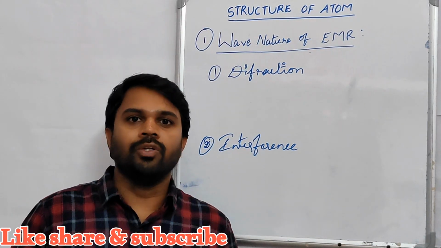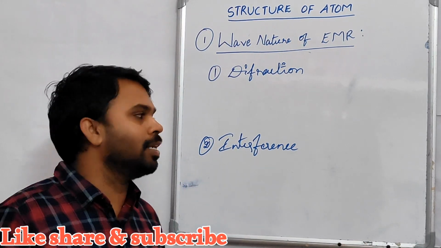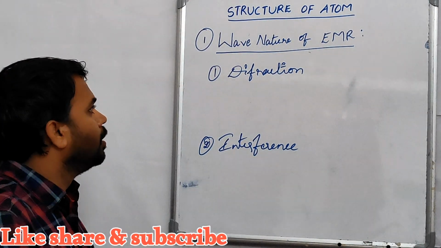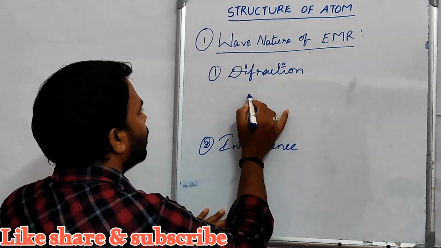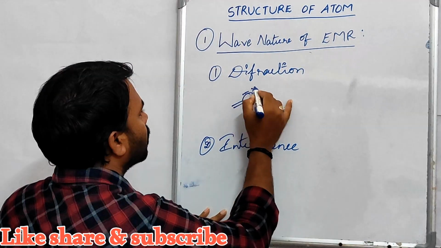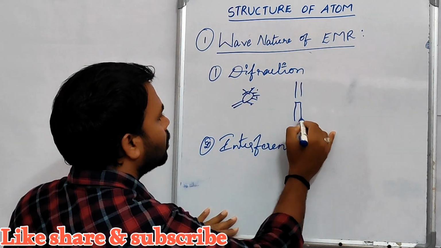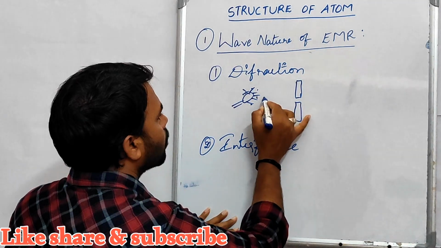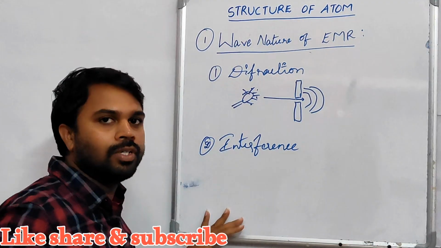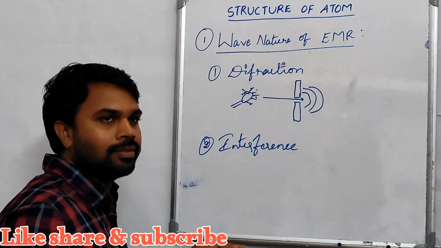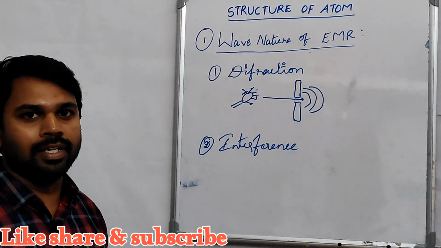These two phenomena you can study in your class 12 physics. Now, I will give you a small introduction about these two phenomena. The diffraction is nothing but the bending nature of light. When a light, this is the source of light, passing through a prism, it forms waves. This is due to bending nature of light. This is called diffraction. And now come to the interference.